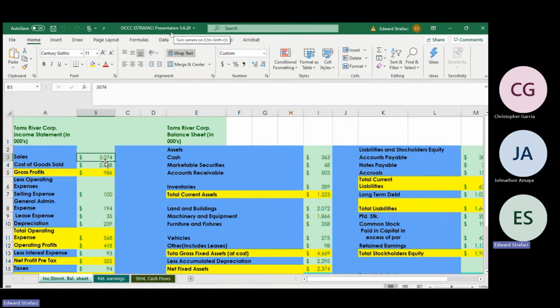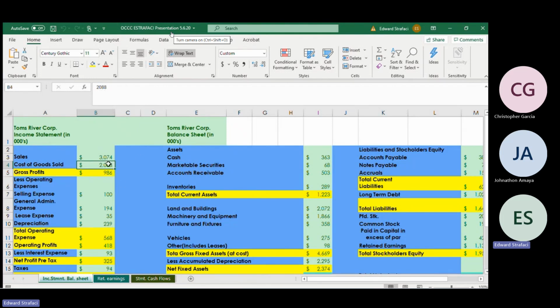So the sales for this company would be approximately 3,074,000. And if we take out the cost of goods sold, and watch up here, because for those of you who have a good knowledge of Excel, you'll appreciate this. And if you don't, this is a chance for you to start to begin learning Excel. The cost of goods sold in this instance is 2,088,000.